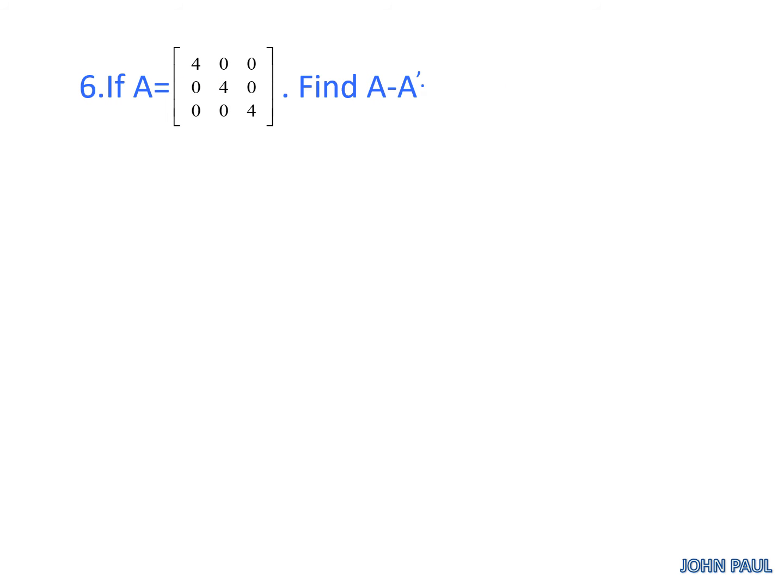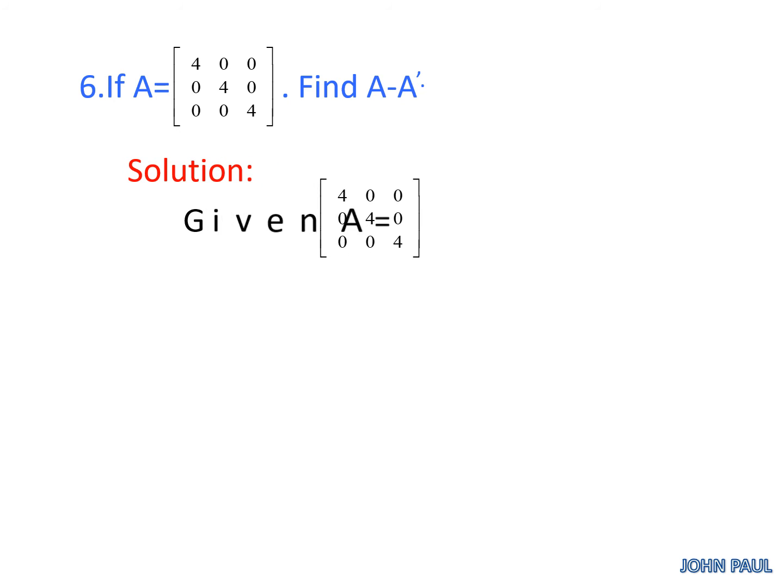Sixth problem, if A is equal to a matrix is given, we want to find A minus A transpose. Solution, given A, find A transpose. We know that to change the rows to columns, that is, the first row will change to the first column, the second row will change to the second column, and the third row will change to the third column. This is known as the transpose of the matrix.